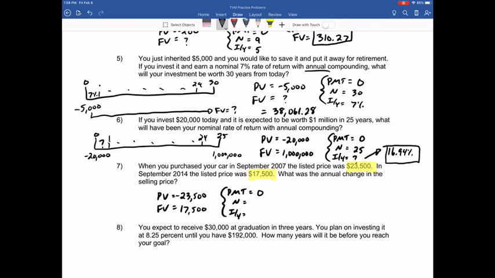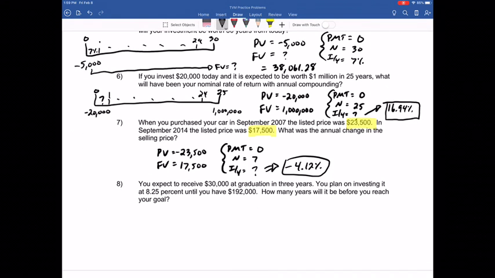And then our N in this case is the difference between 2014 and 2007, which is a total of 7 years. When I solve for the IY, I should get a negative value. As we mentioned previously, I do indeed get a negative 4.12%.